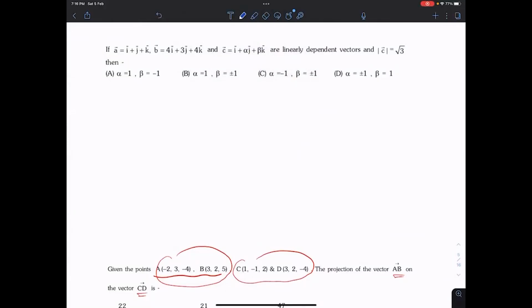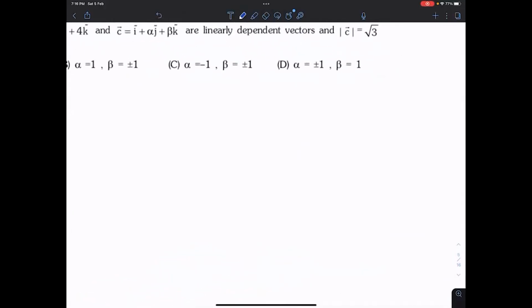Now in the linear dependent and independent concepts, there are actually three categories. One is two vectors linearly dependent. When will two vectors be linearly dependent? If they are collinear. Already we have seen the definition of collinearity: A bar equals lambda times B bar. Then the two vectors will be linearly dependent. So even in the question, if they say the two vectors are linearly dependent, it is exactly the same as saying the two vectors are collinear.